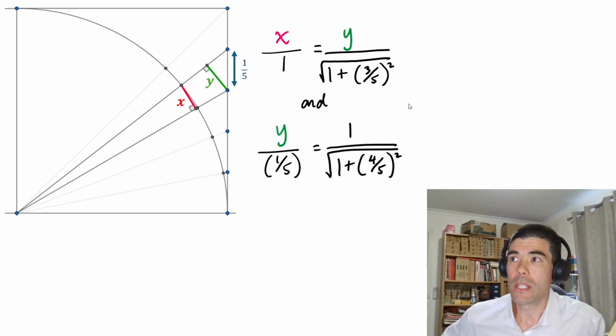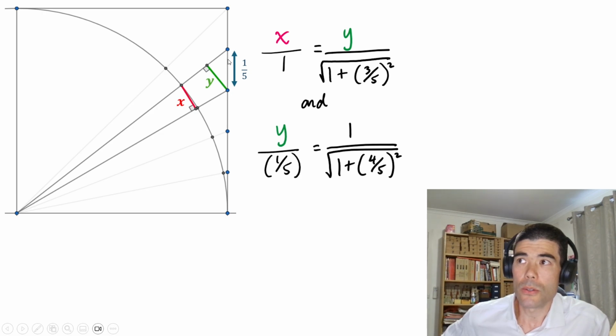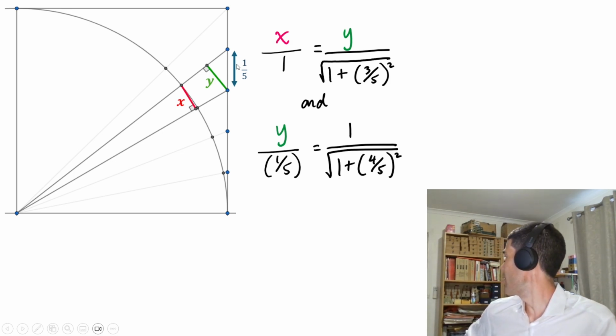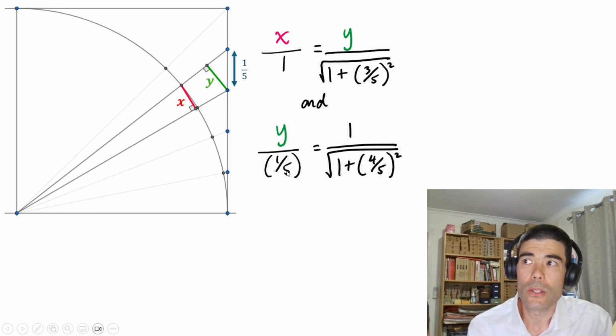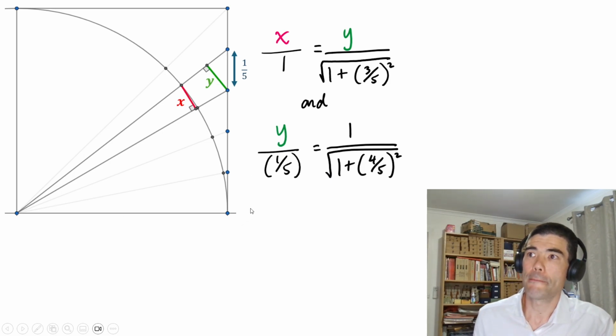But we also have another pair of similar triangles, which is this little triangle here, and then again this big triangle here, because they share a right angle, and they also share this angle up here. So from that second pair of similar triangles, we have y, which is the base, divided by 1/5, the hypotenuse, is equal to the longer base, which is 1, over the longer hypotenuse, which is now the square root of 1 plus 4/5 squared, because the height of this big triangle now is 4/5.